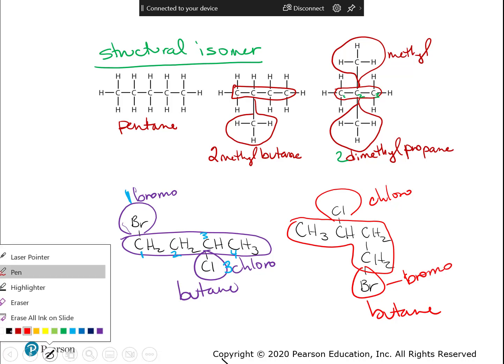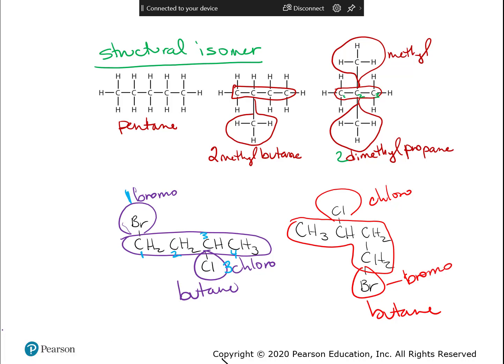So when I go to number this, which way am I going to number? From that upper left or the bottom right? Bottom right, right? So this is 1, 2, 3, 4. So my chlorine is on carbon number 3, and my bromine is on number 1. So do you see they're the same? Both of them have 1 bromo. Both of them have 3 chloro. They're both butanes. So these are conformational.